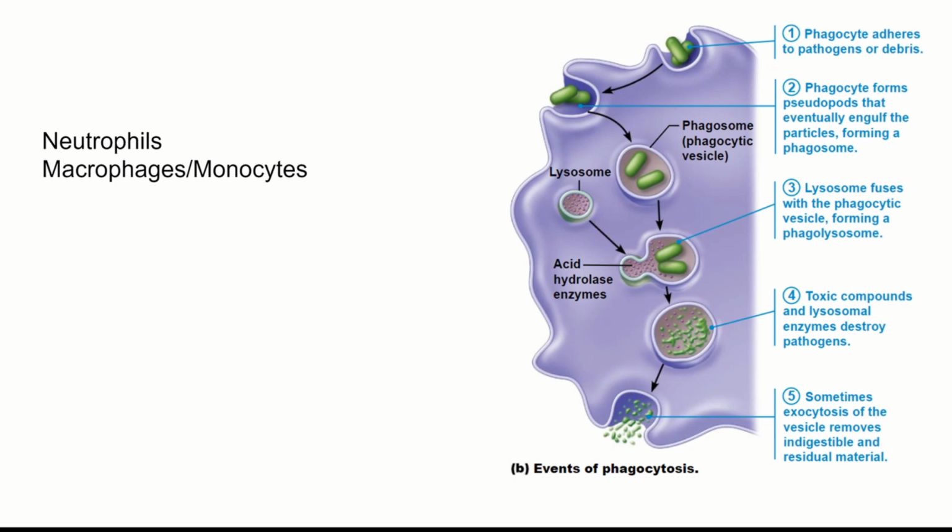Neutrophils are also on that page up at the top. It's the first one there. So neutrophils are going to fight bacterial and fungal infections, and they're going to do that through phagocytosis. They have a multi-lobed nucleus, and they are a granulocyte.